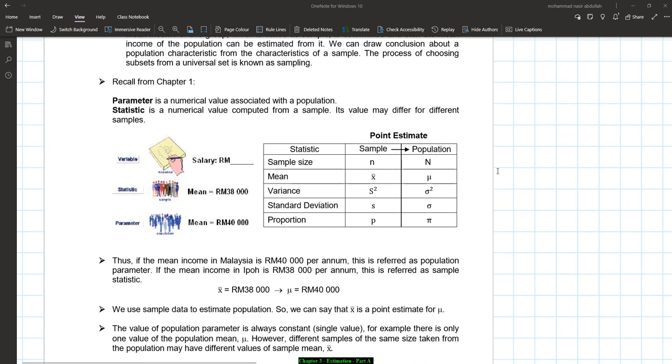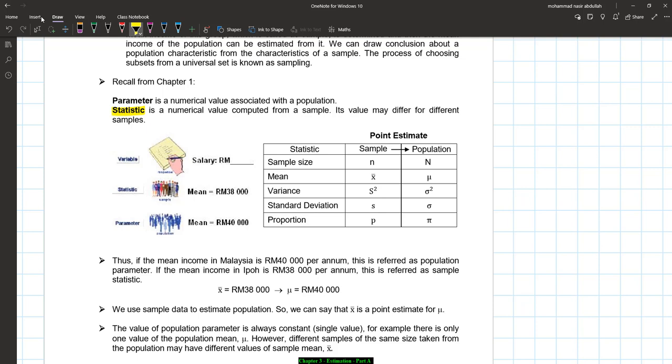So now let's recall some terms from chapter one, which is parameter, right? A parameter is a numerical summary from the population. So we are taking the mean from the population, we are calculating the variance from the population. A statistic, without the S, is a numerical summary computed from a sample. So from the whole population, we select a group of samples, and then we measure its mean and variance. This is what we call statistics.